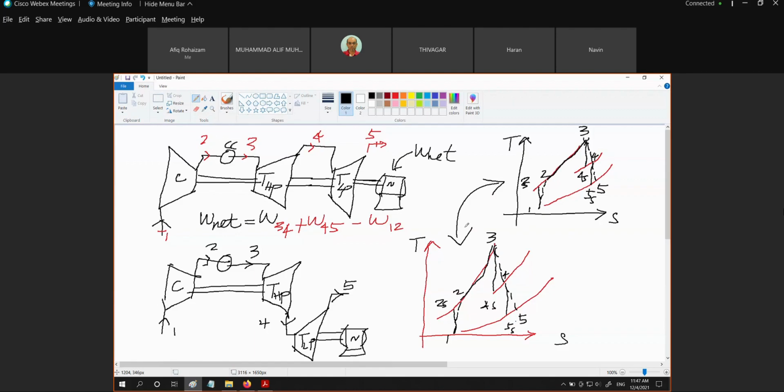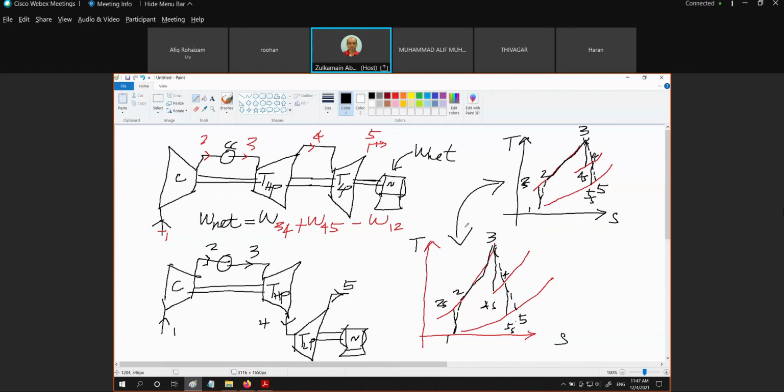Can you see any difference? No, doctor. There's no difference. Okay, there's no difference. And then if we look at the schematic diagram, obviously it's a different arrangement.